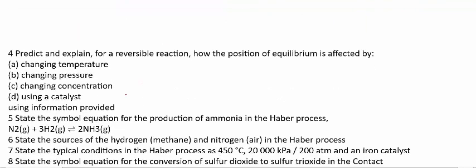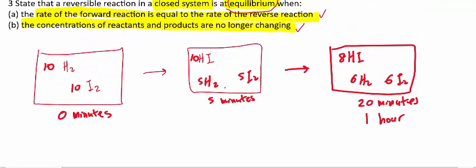Predict and explain the reversible reaction, how the equilibrium can be affected. That means now this one is happy already. It's at equilibrium. That means at 866 it's happy already. It's not going to simply change. If it changes, it will change back. But it's happy already. How can you change it though?